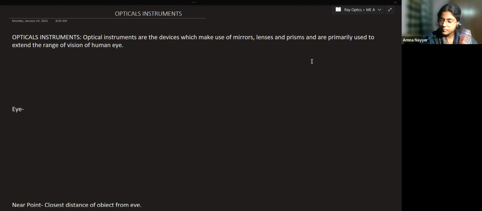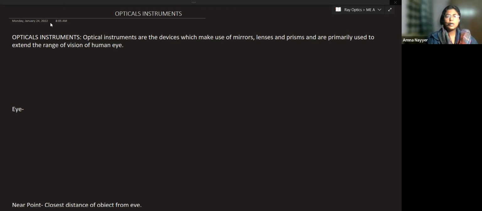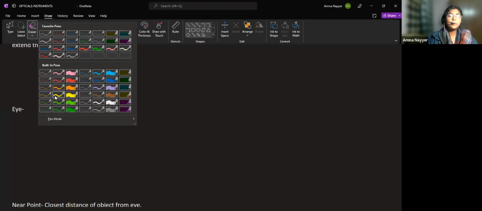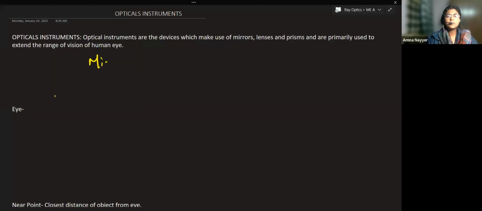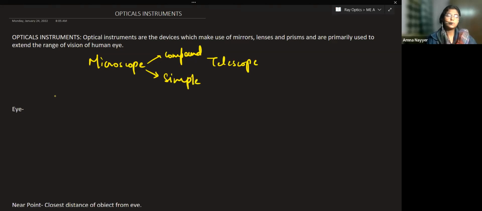Class, you have basically two types of instruments. One is your microscope, which we'll study. The other one is the telescope. Microscopes are also of two types. Compound microscopes are there, then you have simple microscopes, both of which we'll see.